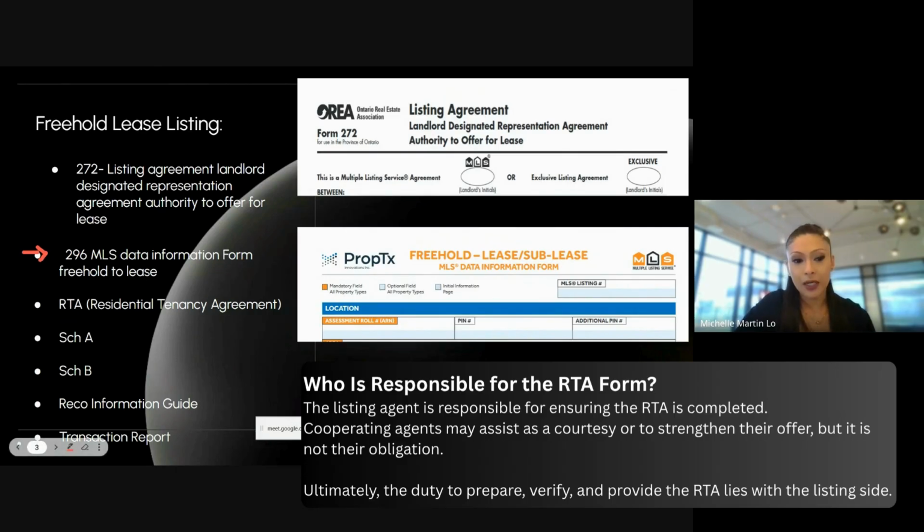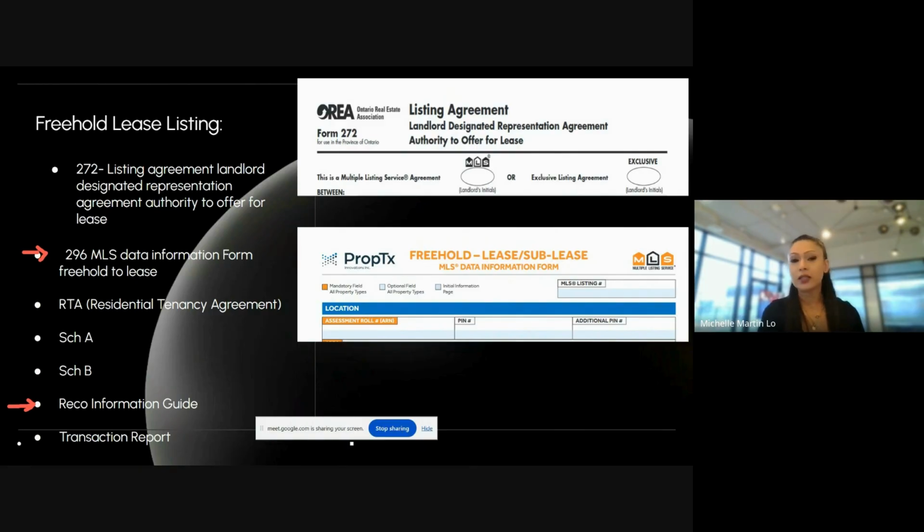Now, keep in mind, the RECO information guide is a form that you will have to fill out for any and all types of transactions that you do with your clients. It's just to make sure that you're starting the relationship with your client, and that your client understands what it means to be a client and what it means for you to represent them, and to have a full understanding of what it entails. Okay, it's very important. Transaction report is something that is going to be sent to the back-end team.